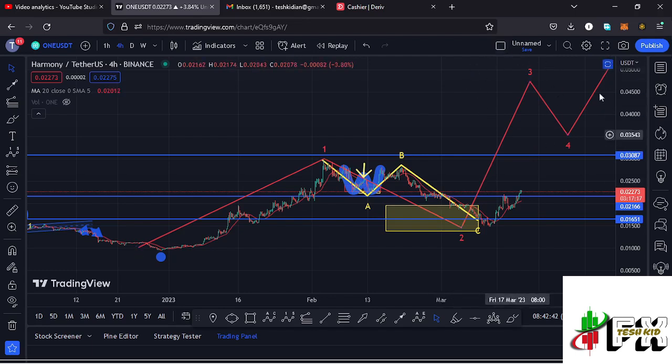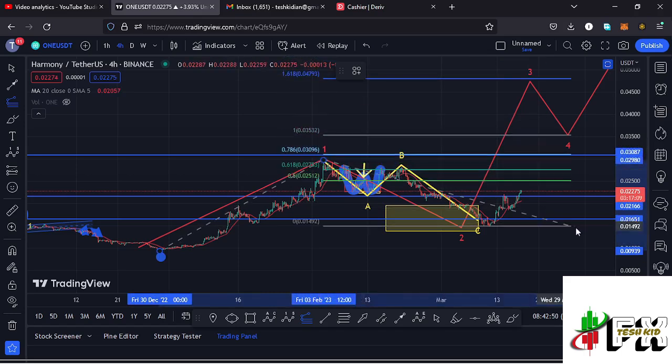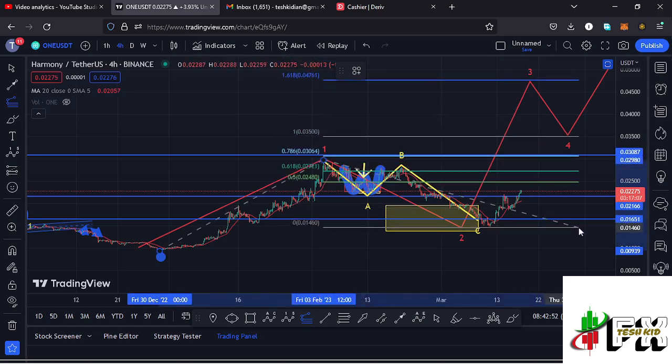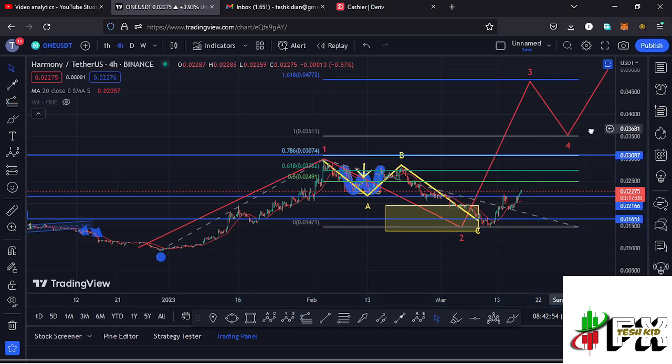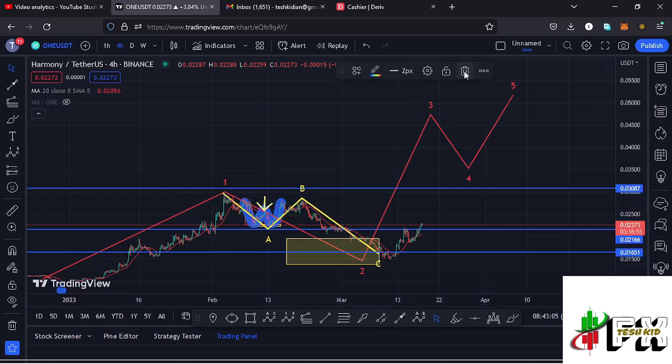Allow me to first sketch out a target area to the upper side in the formation of this wave 3 by connecting the trend-based Fibonacci from the low of the first wave to the high of that wave 1, then dragging the fibs to the low of the second wave, and that gives me a minimum target area to the upper side in the formation of that wave 3 at the fib level 1.618, and that is at around the $0.04772 mark, and that is the minimum that I'm expecting that wave 3 to the upper side to do.